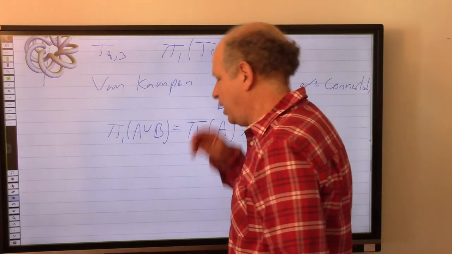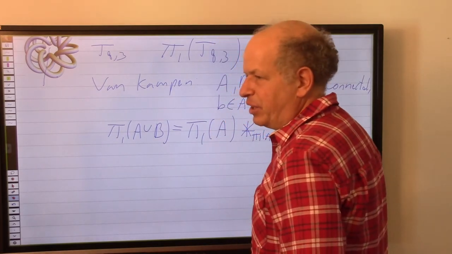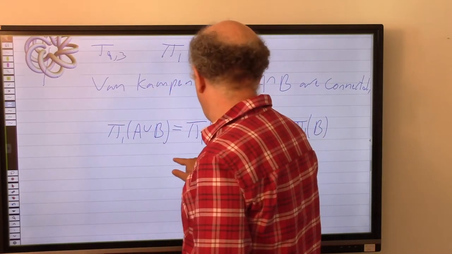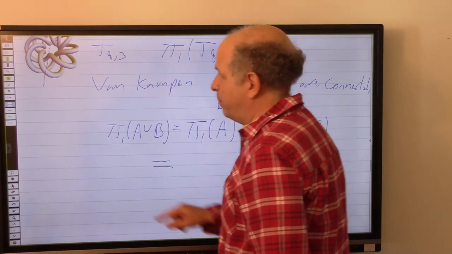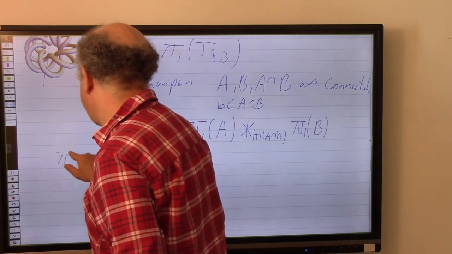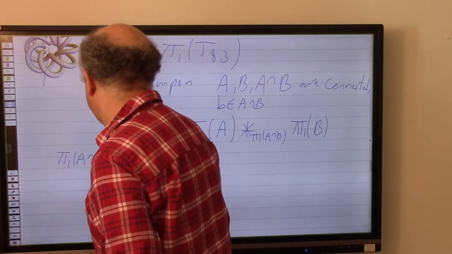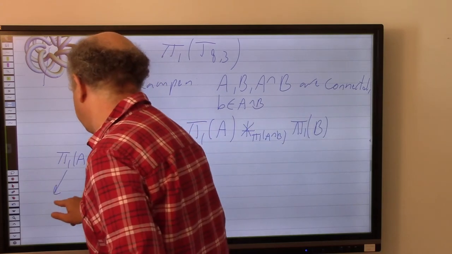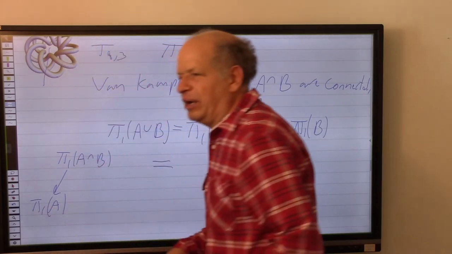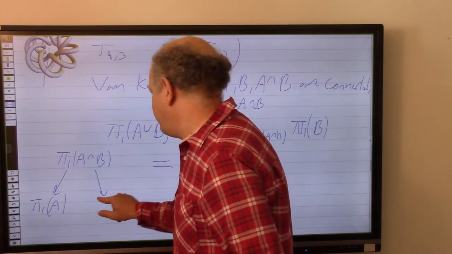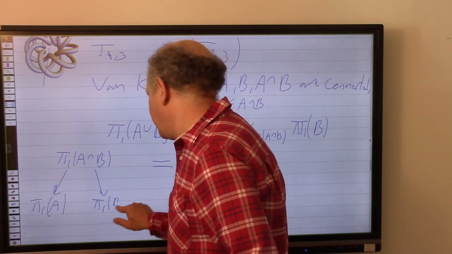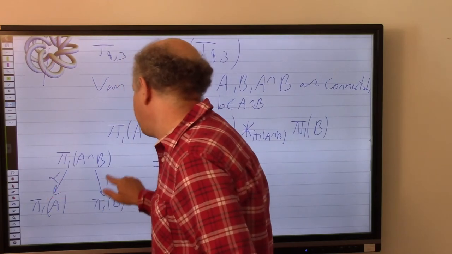Here is a more precise way of saying it. Maybe I'll write this in more detail. But first, since A intersect B is a subset of A, there is a map from pi 1 of A intersect B to pi 1 of A, and there is also a map from pi 1 of A intersect B into pi 1 of B, and let's call these maps alpha and beta.